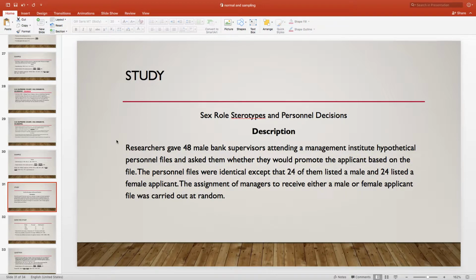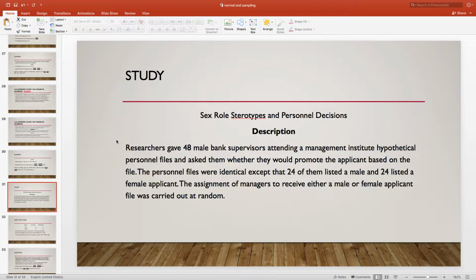So here's another example. This came from an actual study on sex role stereotypes and personnel decisions, in which 48 male bank supervisors attending a management institute were given hypothetical personnel files and asked whether they would promote the applicant based on the file.